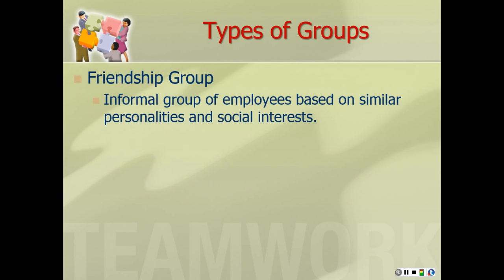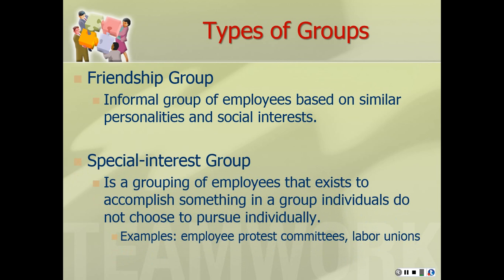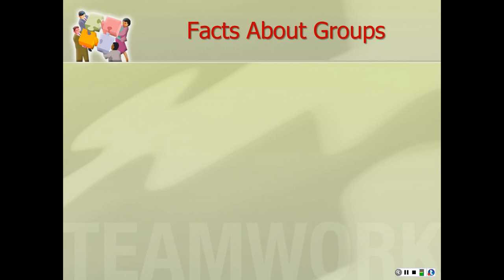We also have what's called an informal group or a friendship group. It's a group of employees who become a group based on their personalities and social interests. There's what's called a special interest group. It's a grouping of employees that exist to accomplish something as a group, which individuals pretty much don't pursue individually. Could be a labor union, it could be a protest committee, it could be a group coming together to convince management to do something. It all depends.